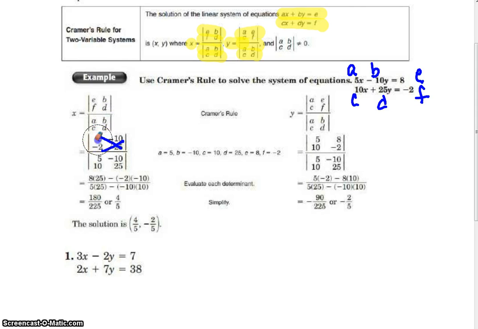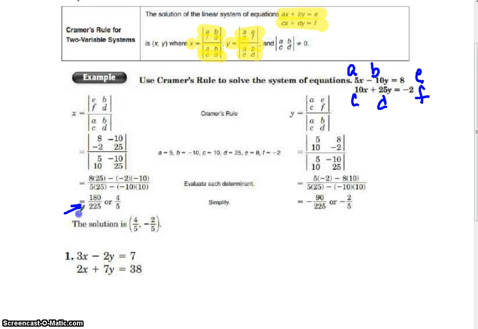let me erase this where I can see what I've got. That's why you really shouldn't draw lines on it. 8 times 25 minus negative 2 times negative 10. You can show me that you're doing this, or you can just punch it in the calculator. I don't care. And it's going to give you 180. And then on the bottom, you put in the numbers for a, b, c, d. So 5 times 25 minus 10 times negative 10, and your calculator gives you 225.